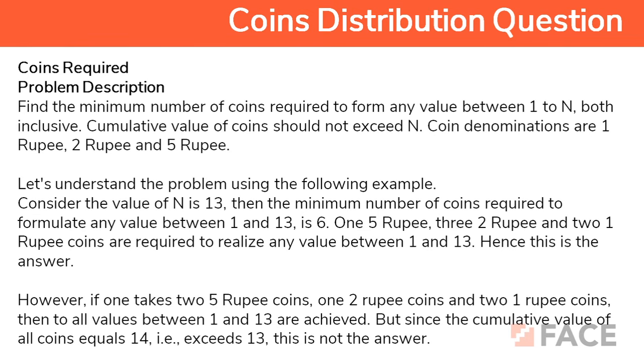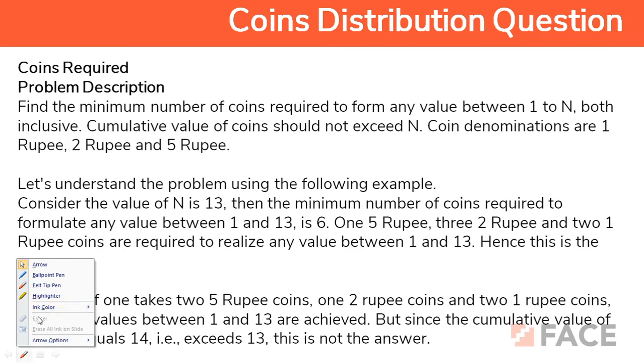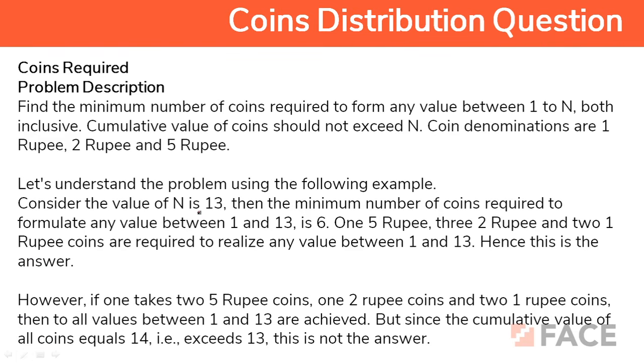Then they are explaining it with an example of 13. So what are they saying when it's 13? Now you should be able to form all values between 1 and 13. They're saying the answer for this is you need a total of 6 coins. You're going to need 1 5 rupee coin, 3 2 rupee coins, and 2 1 rupee coins that are required. And they say this will take care of all the requirements.